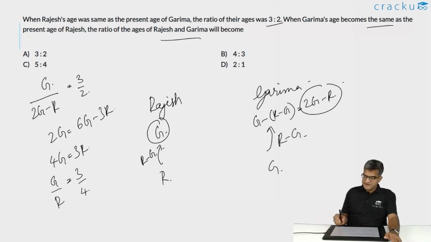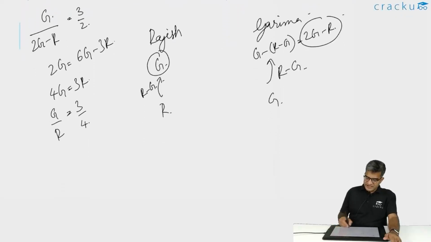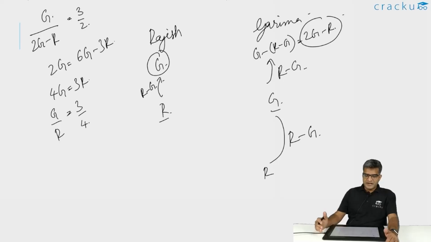What we are asked is when Garima's age becomes the same as the present age of Rajesh. So Garima is currently G, Rajesh is currently R. When Garima becomes Rajesh's age of R, how many years will it take? It will again take R minus G years, but this time in the future. At that time, what is the age of Rajesh? The age of Rajesh after R minus G years will be 2R minus G.